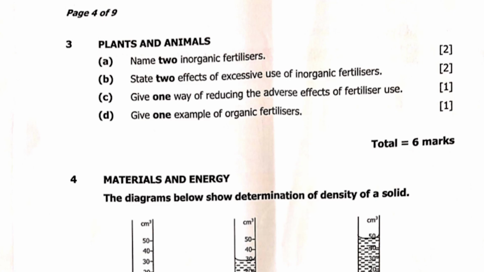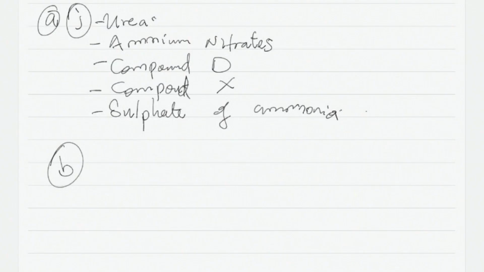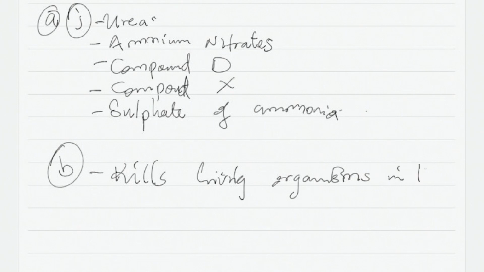Let's move on to part B. The question reads, state 2 effects of excessive use of inorganic fertilizers. You remember I mentioned that these inorganic fertilizers are chemical fertilizers. They are produced by industries. So excessive use of these fertilizers can bring the following impacts on the soil and even on other living organisms. Number 1, it kills living organisms in the soil.